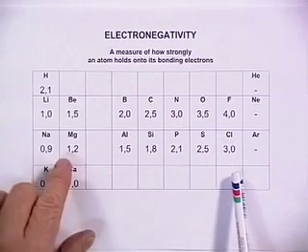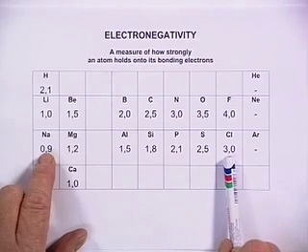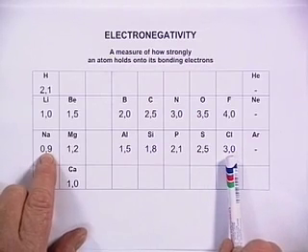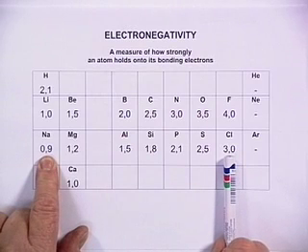Now we're talking about sodium chloride. Sodium and chlorine bonding. Look here, 0.9 and 3. What does this tell us? That tells us that chlorine is going to attract the bonding electrons more towards itself, more strongly than the sodium when they get together. So now we have the setup.